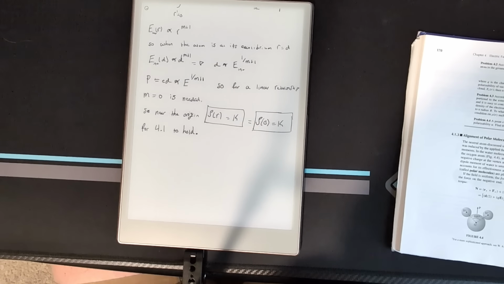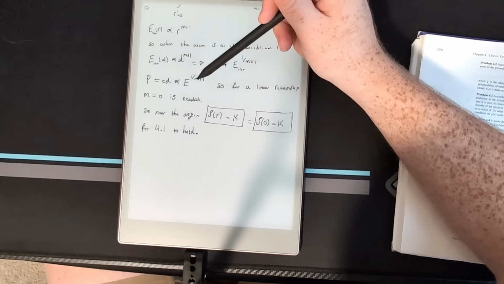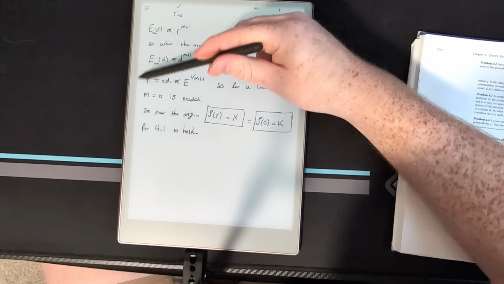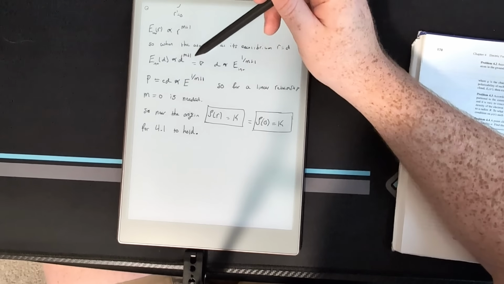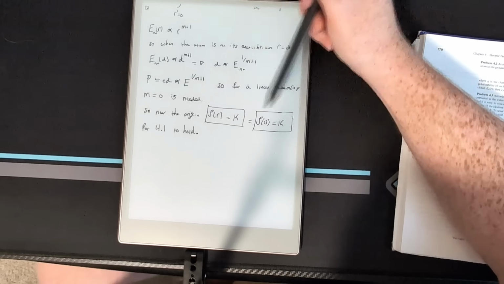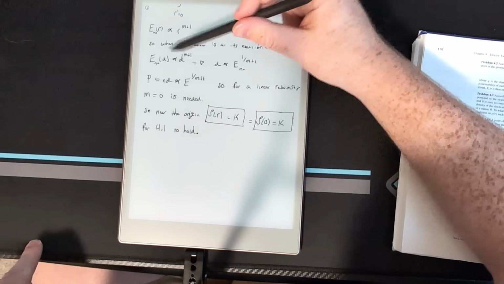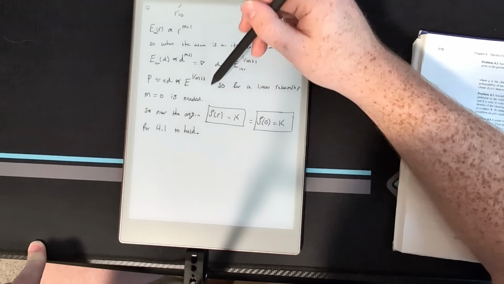And that means that d is proportional to E to the 1 over m plus 1, meaning that the dipole moment P is proportional, because P is related to d just by the charge. So the dipole moment is proportional to the electric field E to the power of 1 divided by m plus 1. If you think about what we had, Kr, that means m was 1. So 1 over m plus 1 is 1 over 2. So that's why we had E to the 1/2.